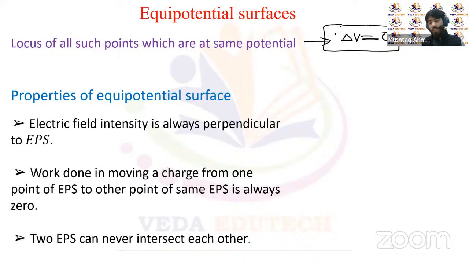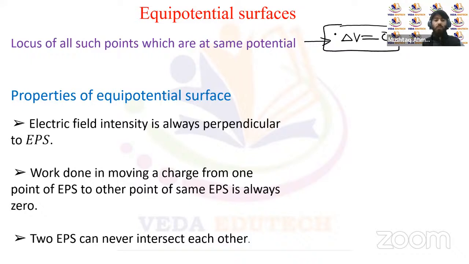So these are the surfaces, or the locus of points in space, where the potential at each and every point is the same, or the potential difference between any 2 points is 0. Since the potential difference between any 2 points here is 0, there will definitely be certain important properties associated with these equipotential surfaces. So we'll discuss the properties of equipotential surfaces.